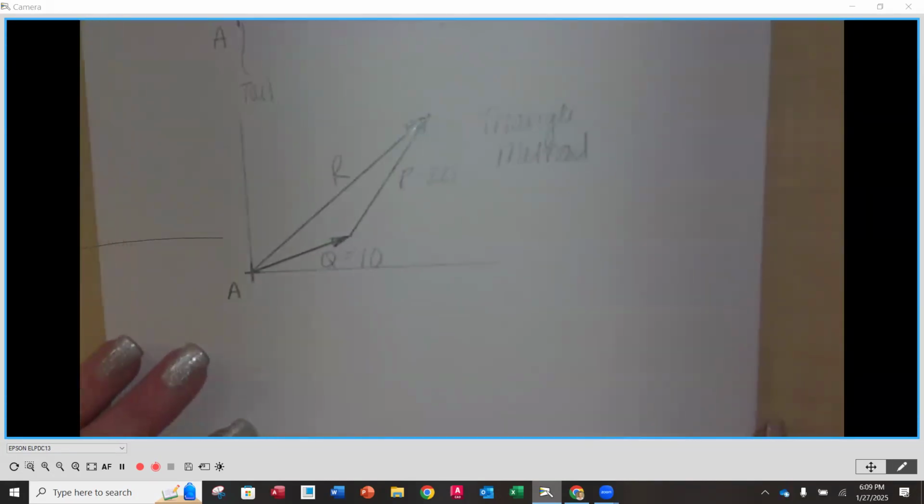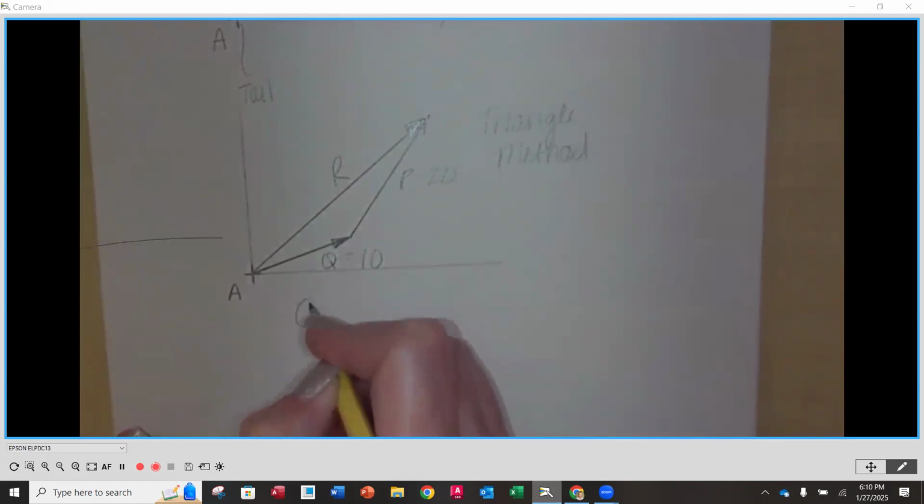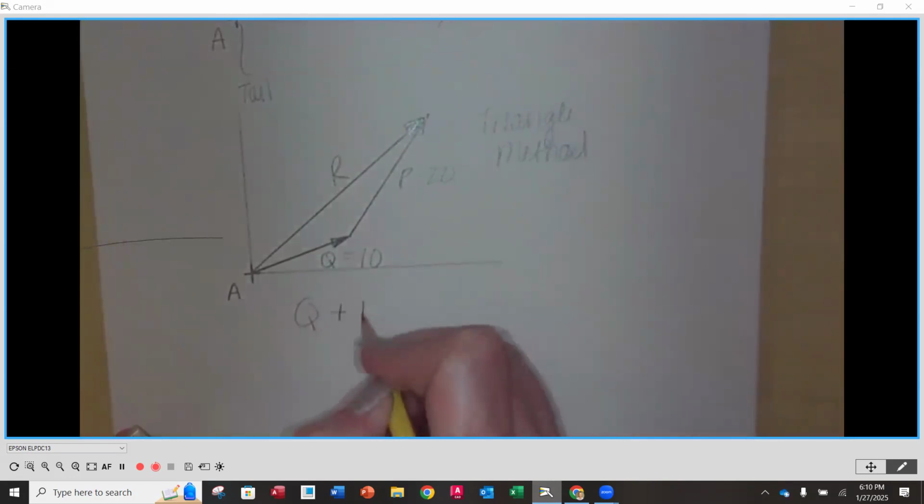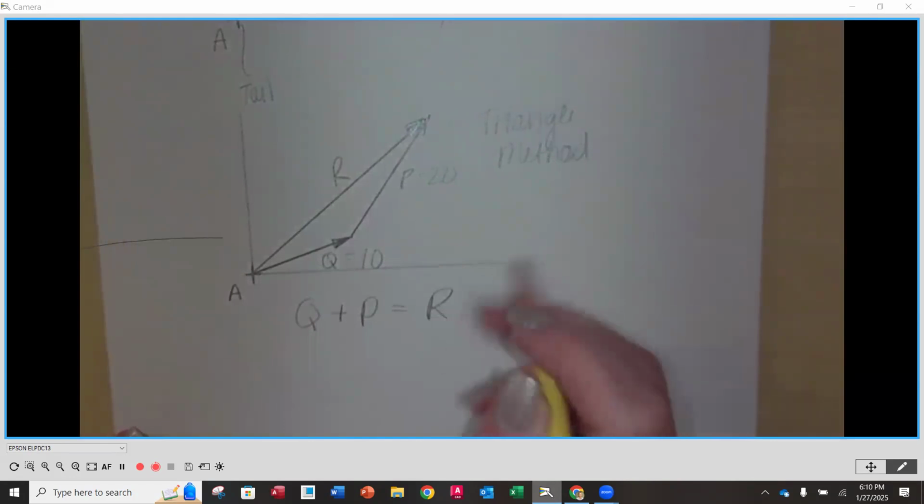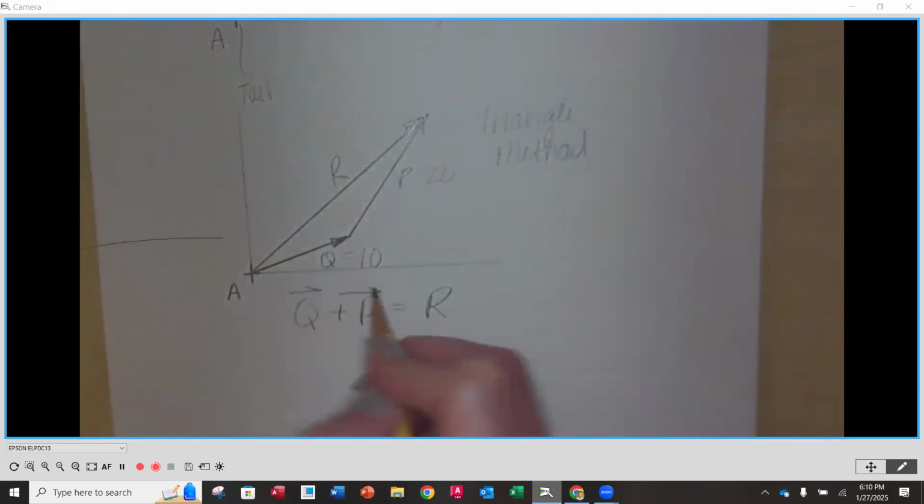So we have to write it differently. We have to write it and signify that it's a vector equation. So we would say Q plus P is equal to R. But we have to do one of two things in order to signify that it's a vector. We can, and this is the way I normally do it, put a little vector above each one of the variables. And that's how you see it in our chapter on our slide.